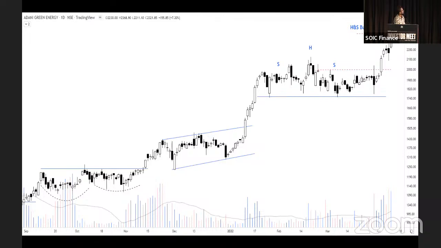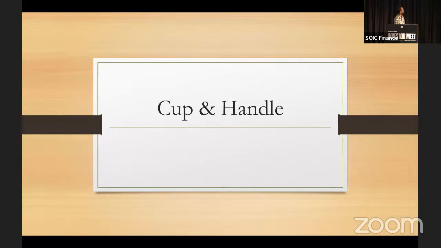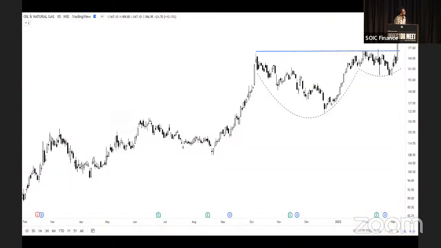Yeah, next. So this was Adani Green. Then Tesla, I think it went down. Cup and handle. Next, sir. So this is a very profitable pattern, the most profitable pattern, because it is very simple to spot, and it signifies the shift of the stocks from the weak hands to the strong hands. That's how accumulation is done basically.